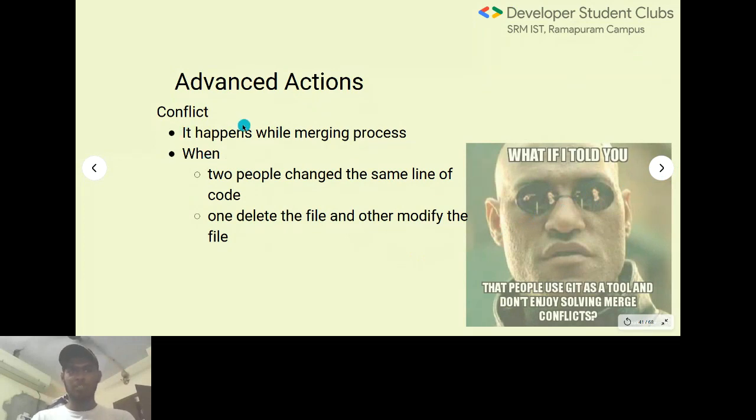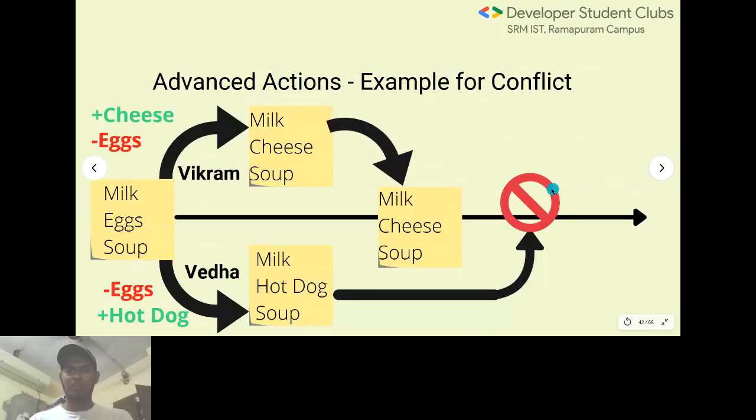While merging the different branches, there can be a conflict, and this conflict happens when two people change the same line of code, or one developer deletes a file and another modifies the file, and it would bring the conflict. And this is a hectic process for most of the developers out there.